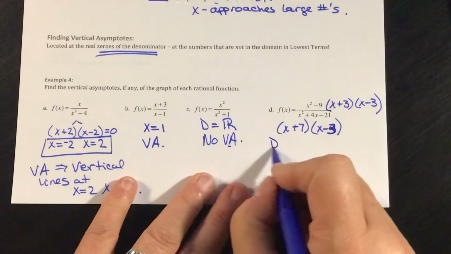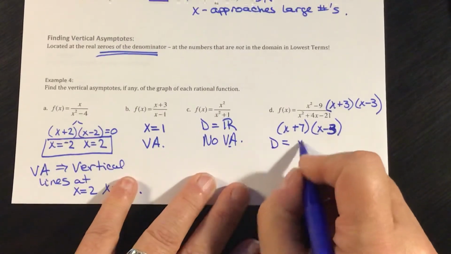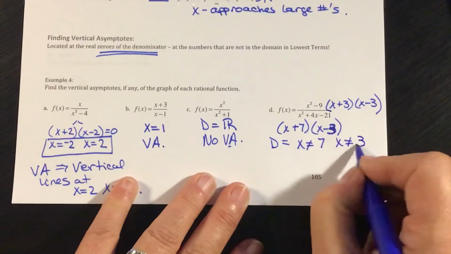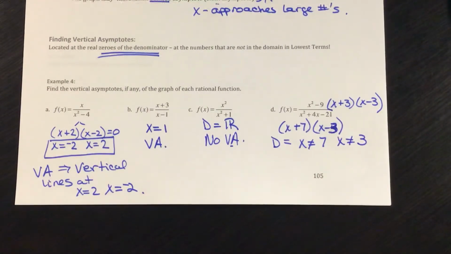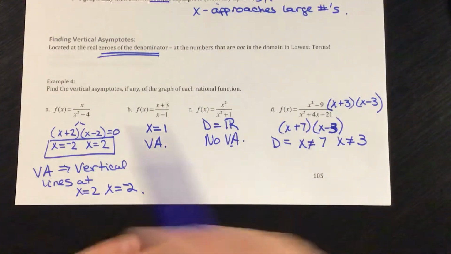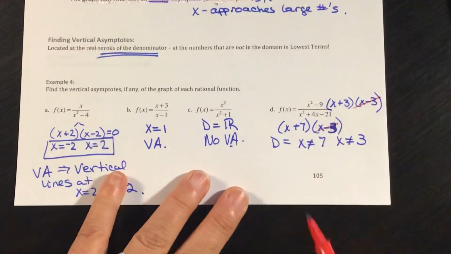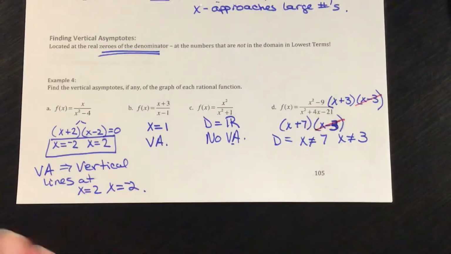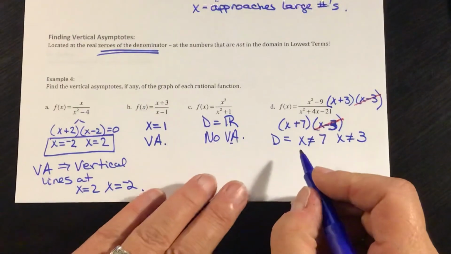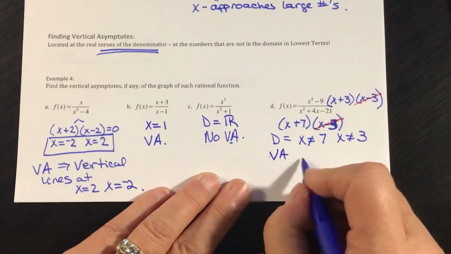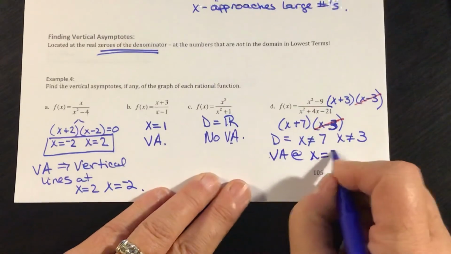Now my domain on this one, I know that x cannot equal 7 and x cannot equal 3. But I only look for my vertical asymptotes in the most reduced form. So because I have a factor of an x minus 3 on top and bottom, I'm not going to have a horizontal asymptote. I'm sorry, vertical asymptote. I'm only going to have a vertical asymptote at x equals negative 7.